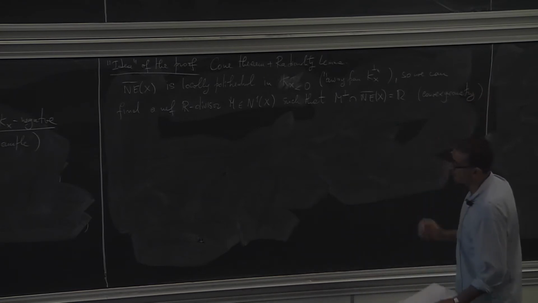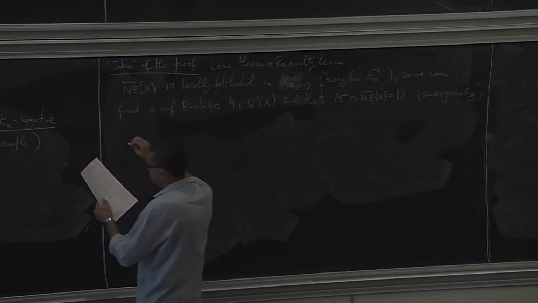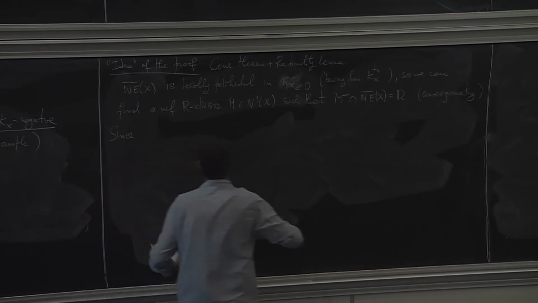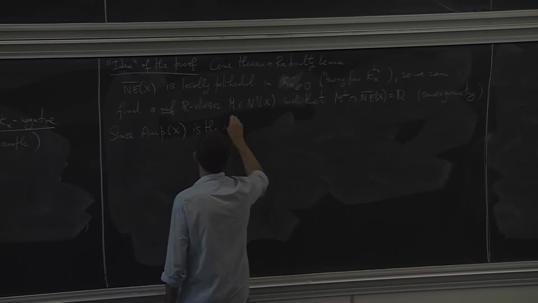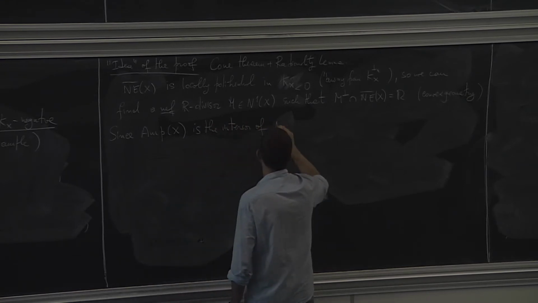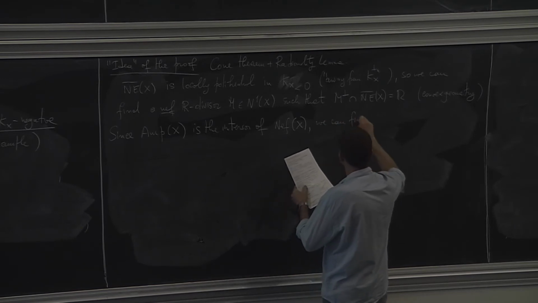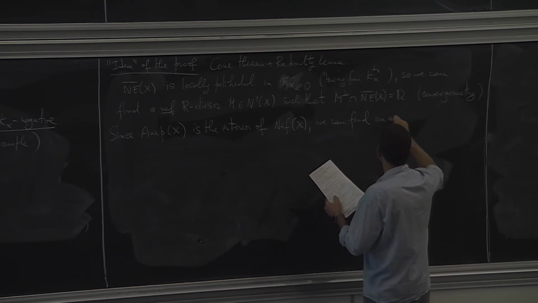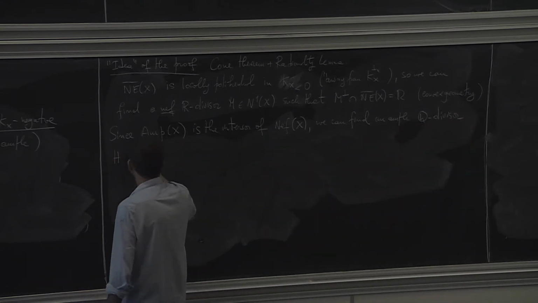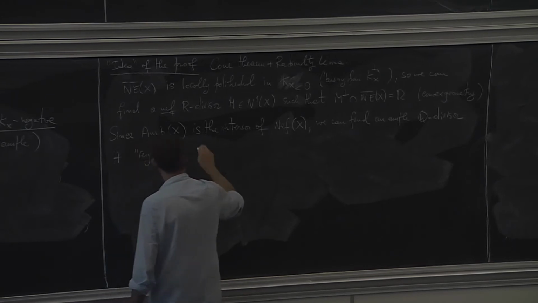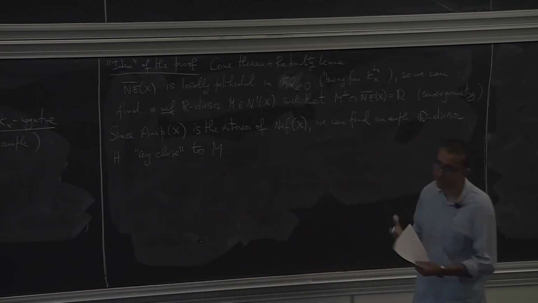But I want a rational divisor. To have a rational divisor, I can do the following thing. Since Amp of X is the interior of Nef, I can find an ample Q divisor H very close to M. Of course, everything must be justified, and in order to make this legitimate we need some calculation, but we can do it.